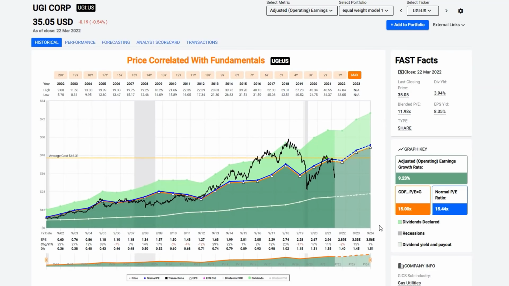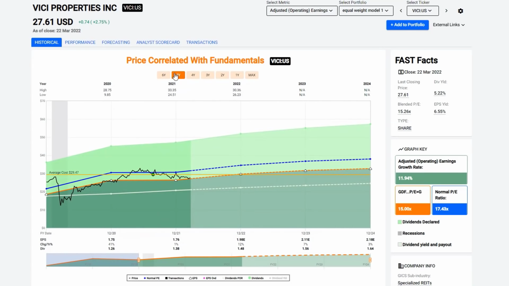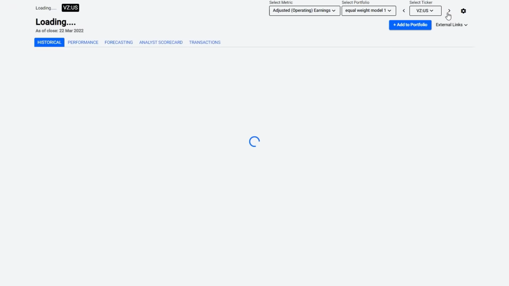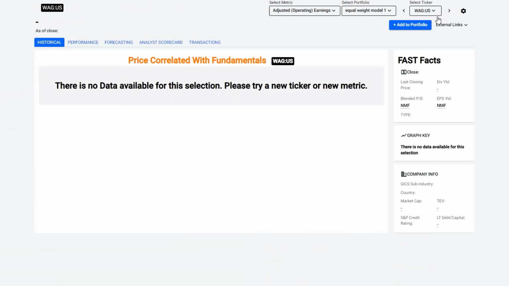UGI, in contrast, a gas utility, with all this been going on in oil and gas, it is down rather substantially, but I think it's extremely attractive today. VICI Properties, which is an experiential REIT, has underperformed a little bit, but it's giving us a nice 5% dividend yield. If you take a look at Verizon, Verizon is underperforming. It gives us a nice 5% dividend yield.